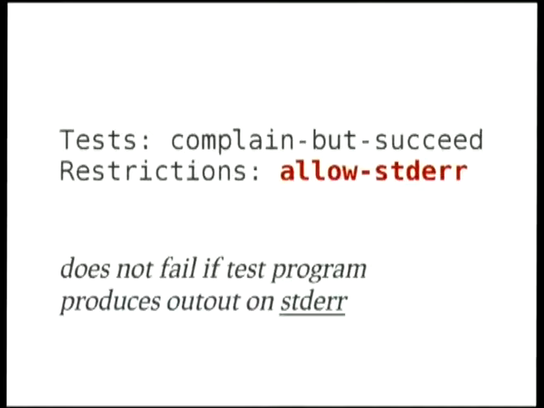By default, this is a common gotcha: if your test outputs anything on the standard error stream, then it's considered a fail. So if your test sends anything to file descriptor 2, you want to declare allow-stderr, or you want to redirect standard error somehow.